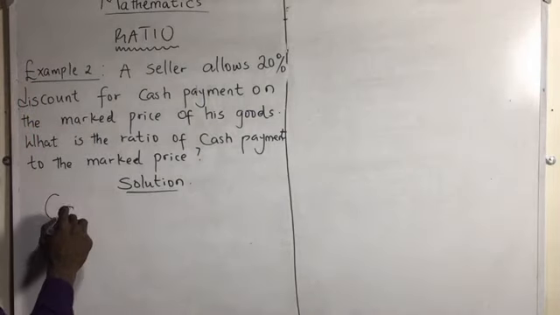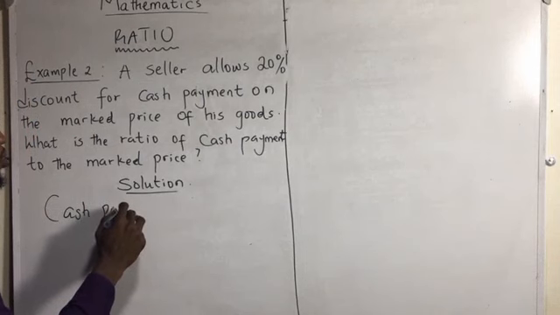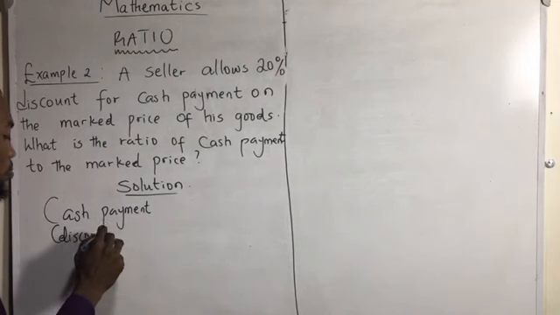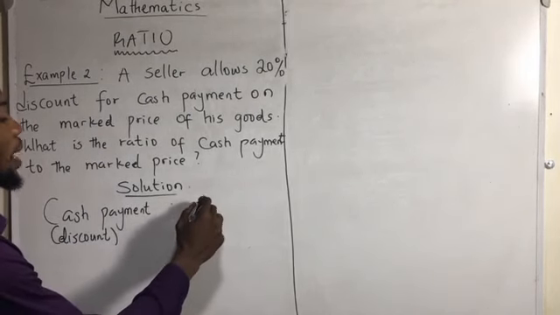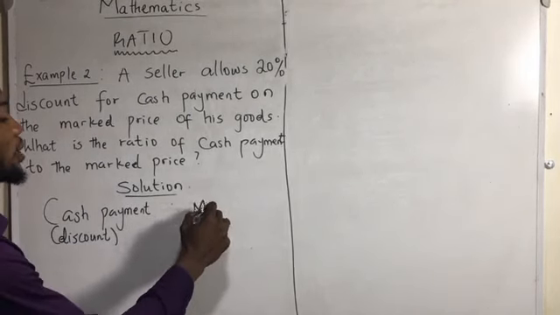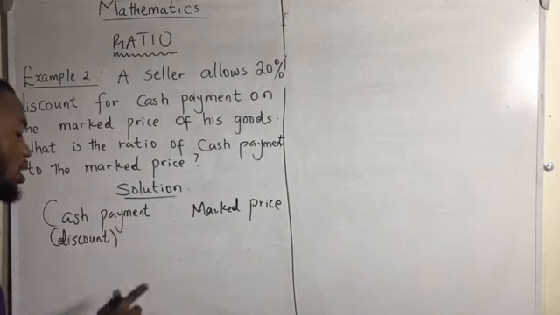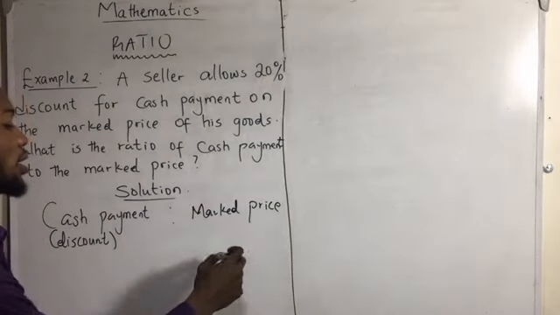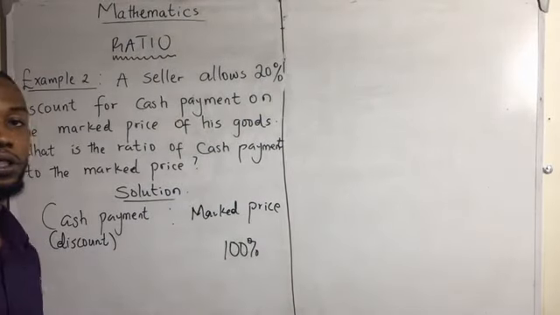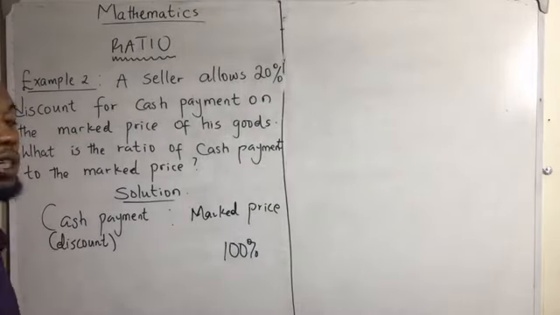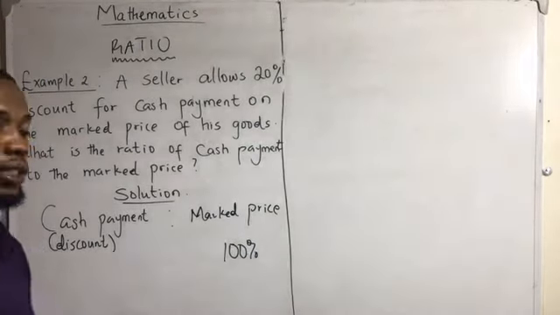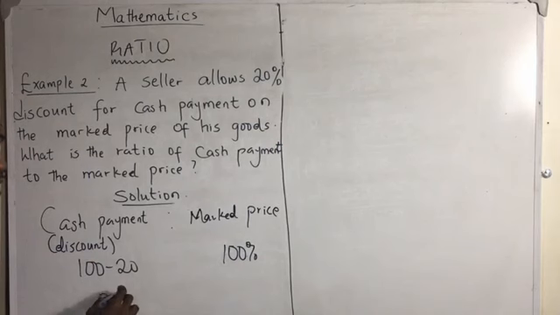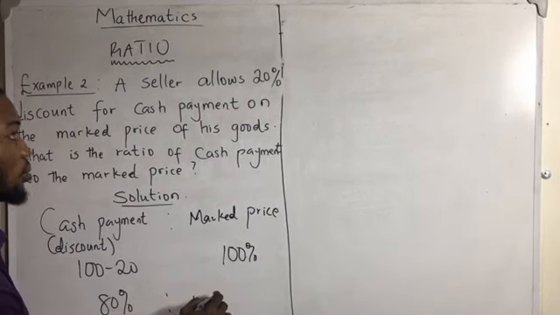So we have our cash payment discount ratio marked price. So what's going to be our original money, which is the marked price, is 100%. No reduction, that's the marked price. Then the cash payment means he's going to give 20%, and that's going to be 100 minus 20. Therefore we have 80% ratio 100%.